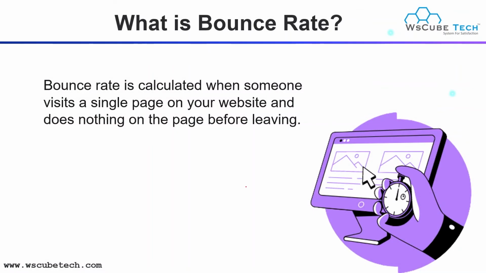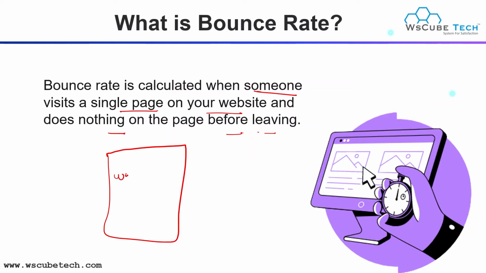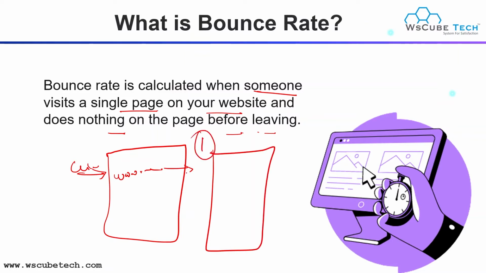Next, what is bounce rate? Bounce rate is calculated when someone visits a single page on your website and does nothing on the page before leaving. What happens here? Same case as with dwell time. This is your search engine result page, and this is your website link. When the user clicks this website link, they visit your website. They can leave one interaction there. When they visit your website, they can do nothing and simply leave your website. So this is known as bounce rate.